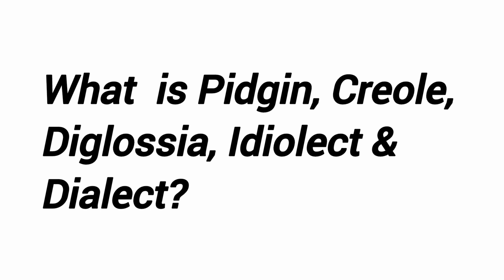A pidgin is a simple language that develops when people who speak different languages need to communicate with each other. It has basic grammar and vocabulary from all the languages involved. Pidgins are usually used for specific purposes like trade or work and are not spoken as a first language by anyone. You will be able to understand what pidgin is in a better way when I give you an example. Okay, the example goes like this.